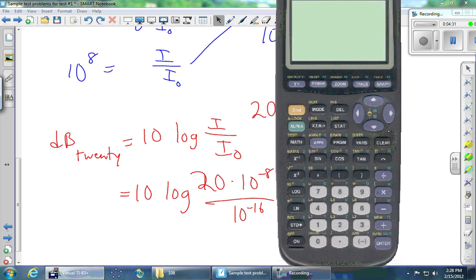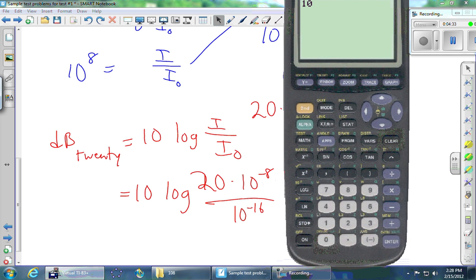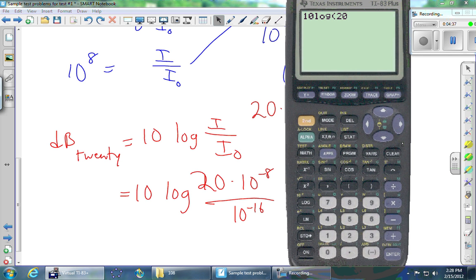So we're doing 10 log of 20 times 10 to the negative 8 divided by 10 to the negative 16. And if we did everything right up above, I think our answer should be right around that 93 decibels we got before.